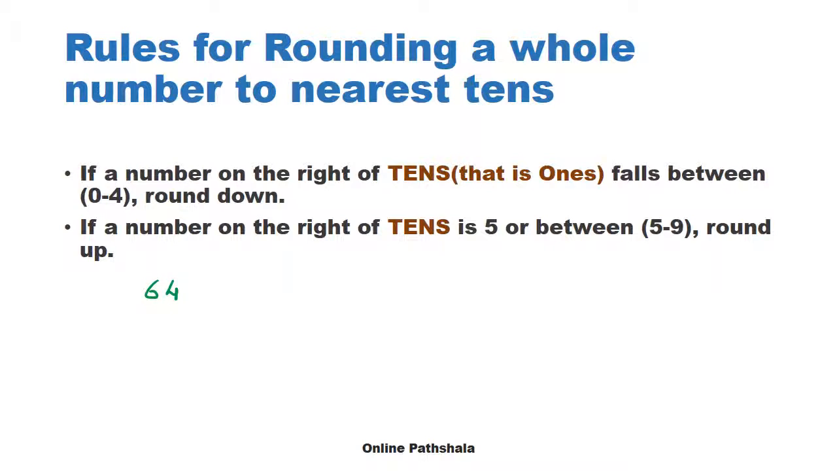64. The nearest tens to it are either 60 or 70. Let's check what is the units digit here. On the right of tens, it is 4. As 4 falls between 0 to 4, we need to round down. So, the rounding would be 60 for 64 to the nearest tens.